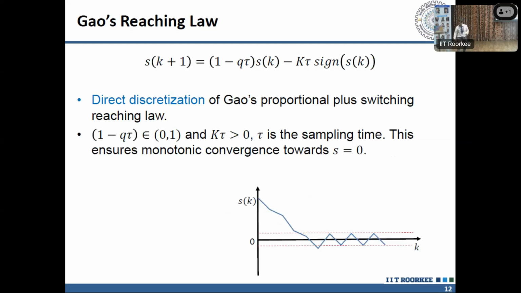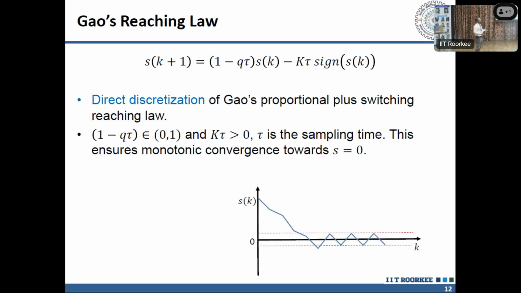Gauss proposed the reaching law for the first time. The previous things were conditions which needed to be met, but they were not really dynamics which were suggested. So Gauss suggested a dynamics which the sliding variable must follow, and following these dynamics, it would satisfy all the properties that we expect from a discrete time sliding mode method.